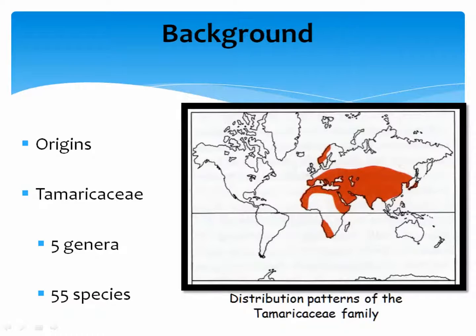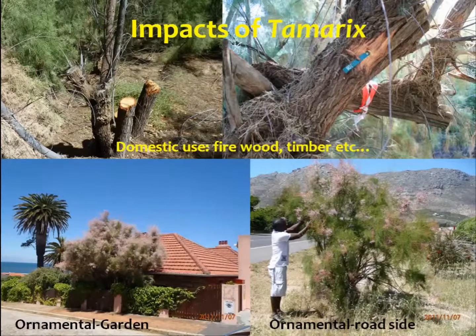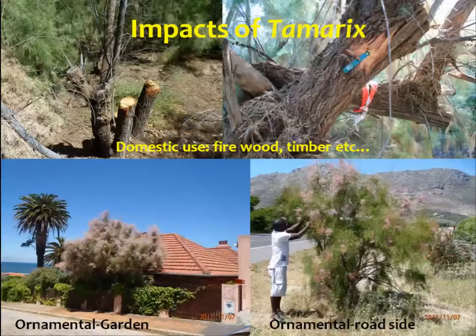Tamarix is an old world genus that has invaded so many parts of the world, including South Africa. It's from the family Tamaricaceae, and it's got 55 species. In South Africa, the plant is being used as firewood and also as timber for construction, but mostly the pink flowering tamarisk is being used as an ornamental plant.